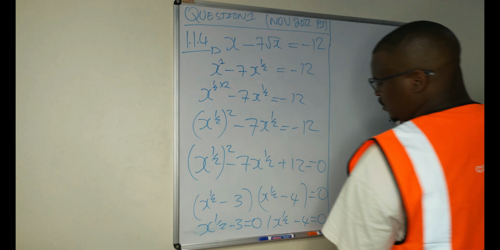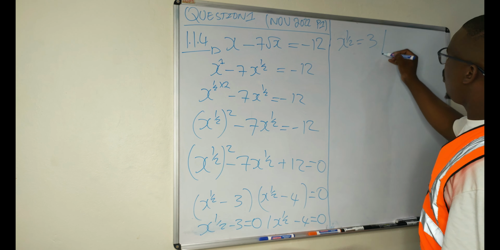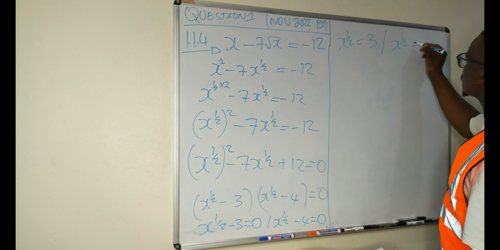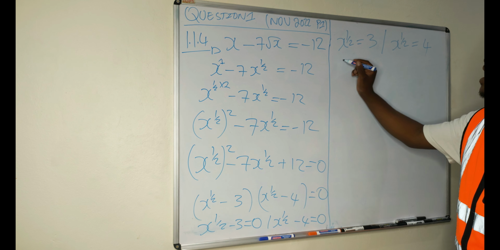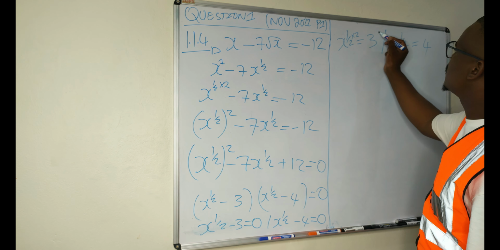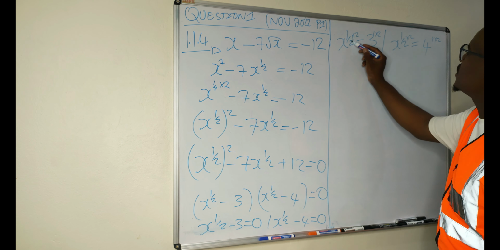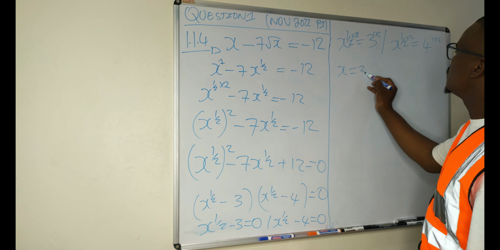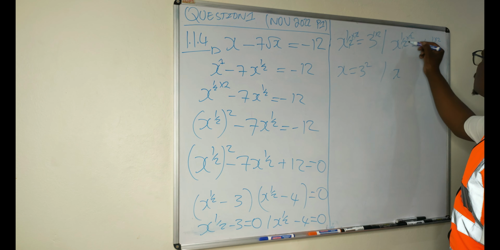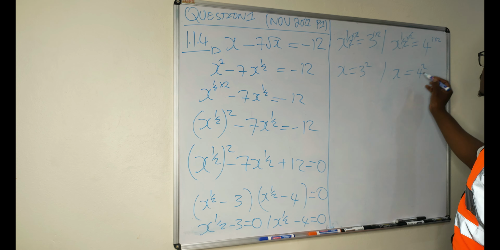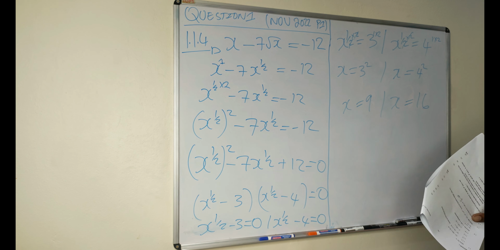And then now solve: x raised 1/2 is equal to 3, or x raised 1/2 is equal to 4. But what do I want? I want to solve for x. That's what they asked me. So multiply by 2 there, multiply by 2 there, so this and that cancel out. You're left with x is equal to 3 squared, or x is equal to 4 squared. x is equal to 9, x is equal to 16.